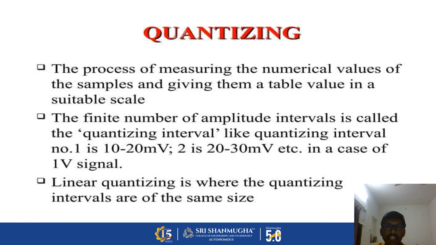Next, quantization. Quantization means the amplitude of the analog signal is converted into a purely digital signal and then finally converted into digital data. That is called the quantization method. It is the process of measuring the numerical values of the samples and giving them a table value on a suitable scale. Linear quantizing is where the quantizing intervals are the same size. This is called the quantizing method, a step by step conversion process.